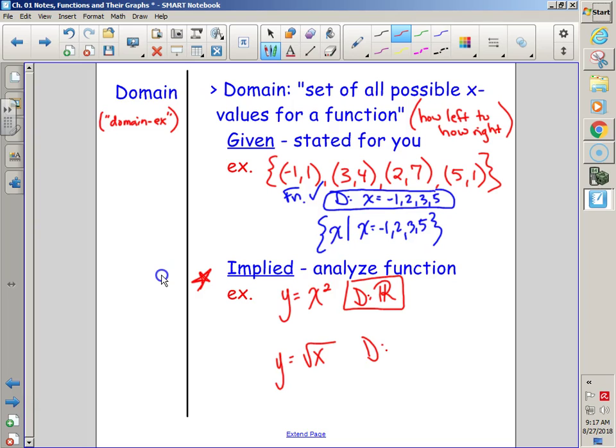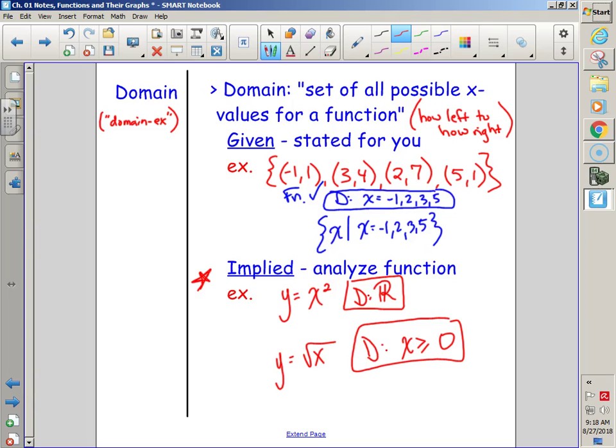Can I take the square root of 0? Yeah. What's the square root of 0? 0, because 0 squared is 0. So therefore, we could say x is greater than or equal to 0. But what made the difference between this domain of all real numbers and this domain of x greater than or equal to 0? They didn't tell you. It was implied based on the function.